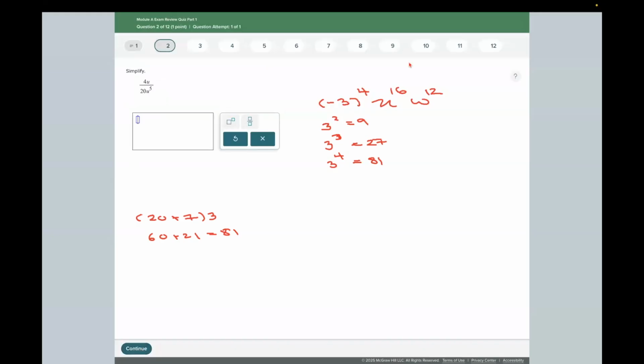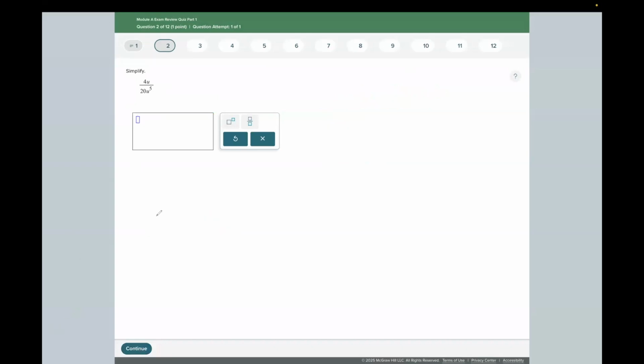And let me clear our drawings. Let's see here, clear all drawings. Okay, very good. This one wants us to simplify. So we have 4u over 20u to the 5. Now let's focus on 4 over 20. These are both divisible by 4. So 4 divided by 4 is 1, and 20 divided by 4 is 5. So I have 1/5.